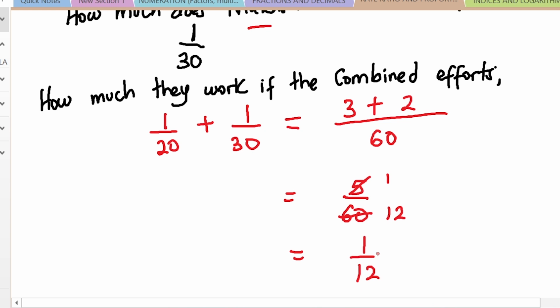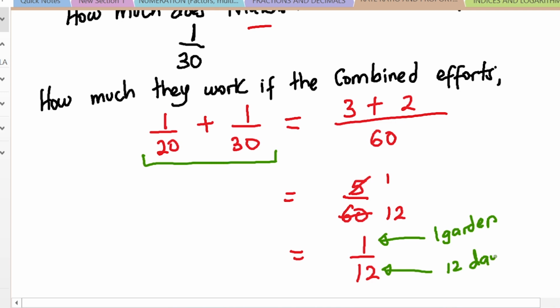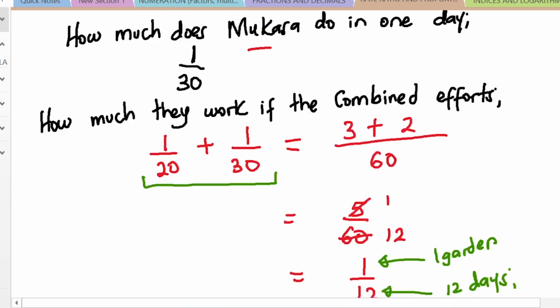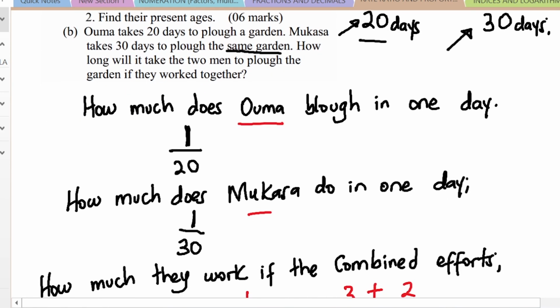So this 1 over 12 simply means that when those two work together on one garden, they will take how many days? 12 days. So to answer this question, if they're asking how long it will take the two men to plow the same garden if they work together, we shall say they'll take 12 days.